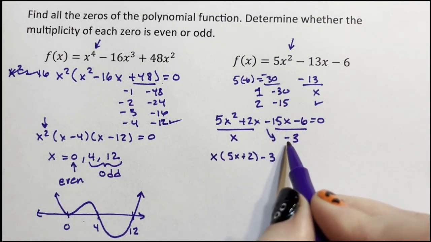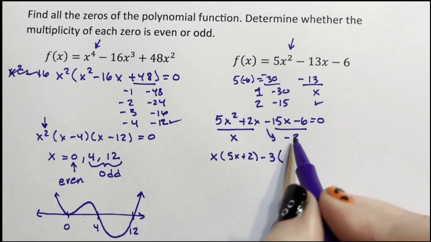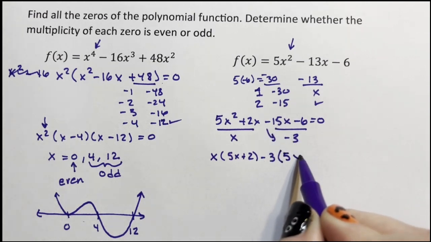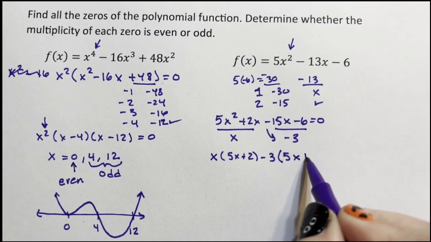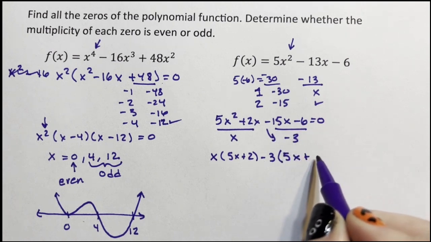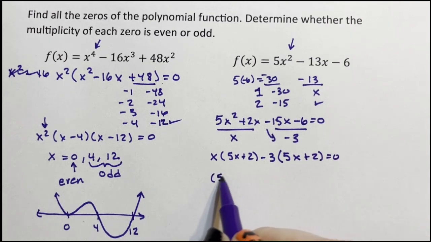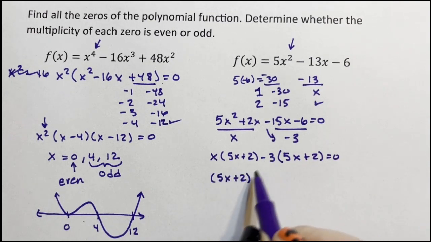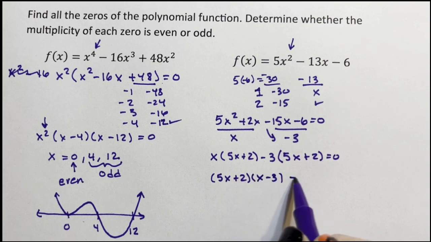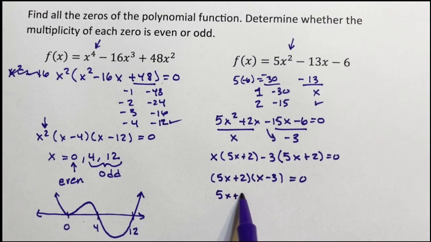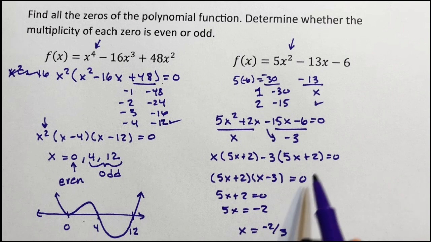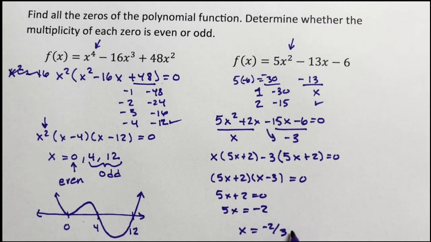A negative divided by a negative is a positive. 15 divided by 3 is 5, 5x. A negative divided by a negative is positive. 6 divided by 3 is 2. What's in the parentheses are the same. 5x plus 2. What's out of the parentheses is x minus 3. 5x plus 2 is 0 when 5x is a negative 2, or x is a negative 2 thirds. And x minus 3 is 0 when x is positive 3.